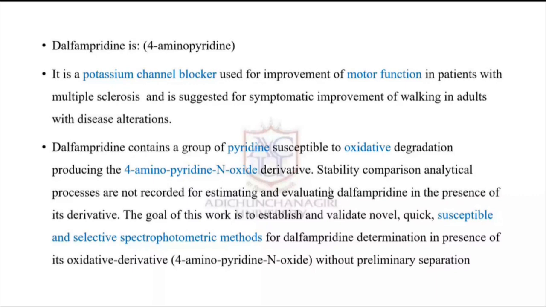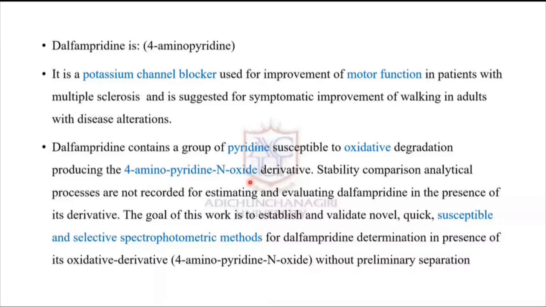The main thing regarding this dalfampridine is that it has a pyridine group in its structure, and it is susceptible to oxidation. Whenever it is exposed to oxygen, or when there is an oxidation condition, this pyridine can get easily degraded, and it will get converted into 4-aminopyridine N-oxide. So there are more chances of it getting oxidized. The author wants to develop an analytical method where that oxidant or the degradant of this pyridine should not interfere in any way during its estimation.